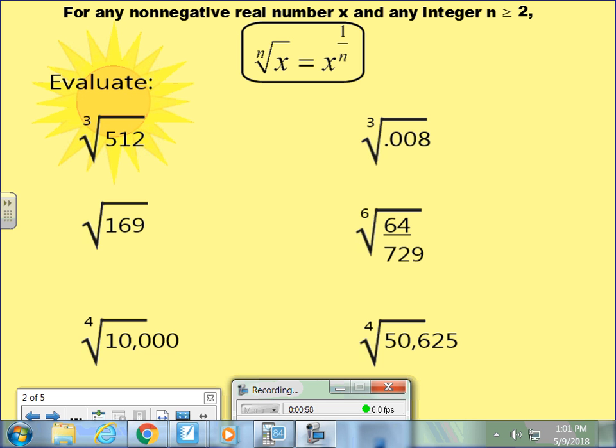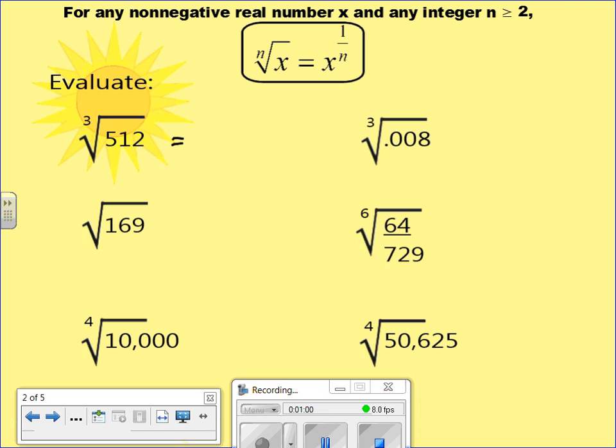So let's try this first one. Just for fun practice, I want to show you how we can write it as a fractional exponent. It would be 512 to the 1/3 power. We're actually going to type both of these in the calculator to prove that same exact thing. So we're going to type in the cube root of 512, and then we'll type in 512 to the 1/3 power and just prove we get the same answer both ways.